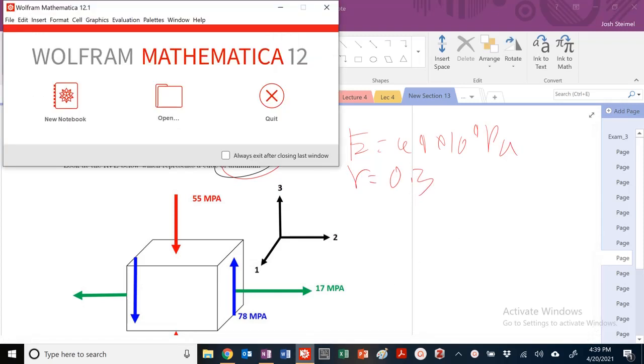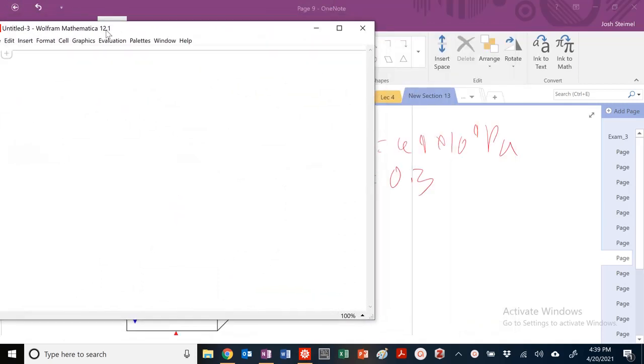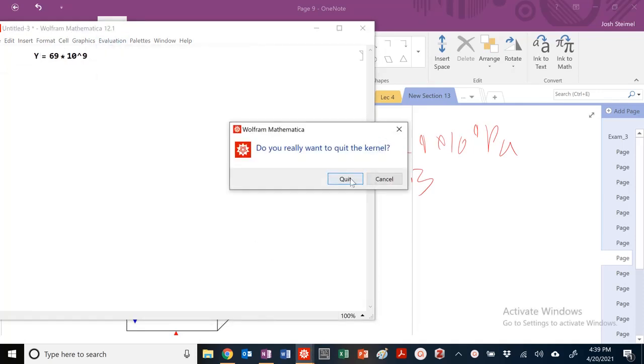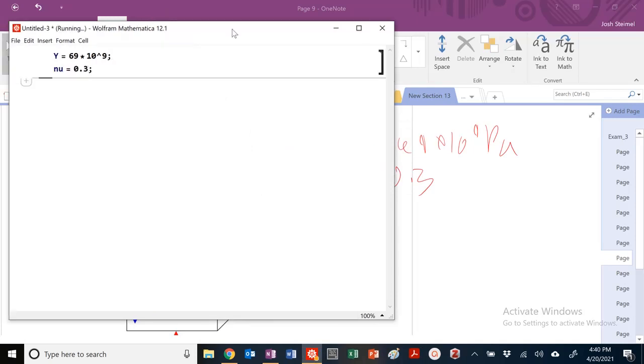Let's write those to our fresh and clean Mathematica notebook. So Y is equal to 69 times 10 to the 9. Let me get that capital Y. And let me clear all, quit my notebook. So we got that value here. My nu is equal to 0.3. And let's get going here.